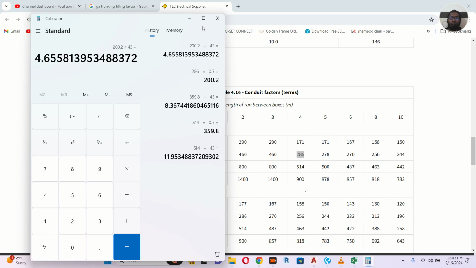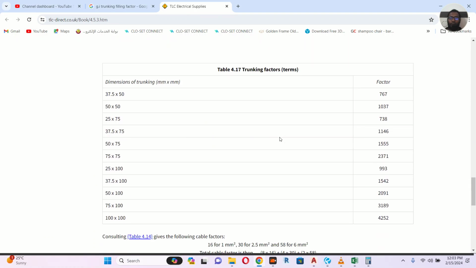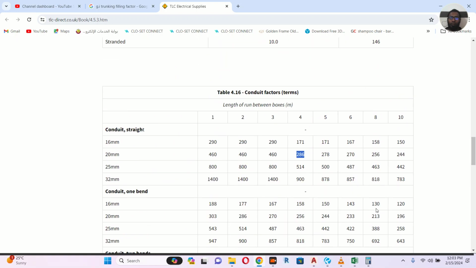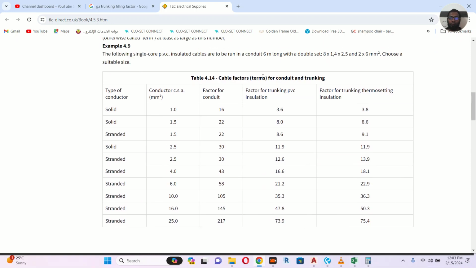If we go to the trunking, let's go down. We have many trunkings. Let's go with 100 by 100, 4252. The filling factor with 4 mm wire is 16.6. So it's a big difference.